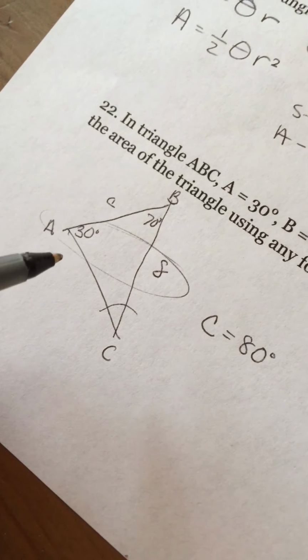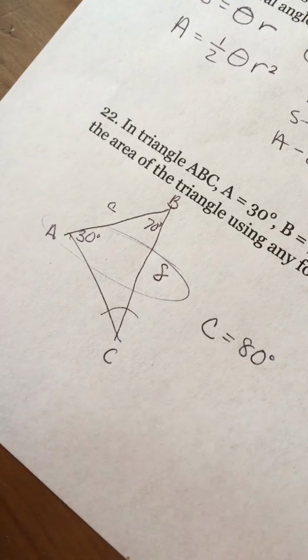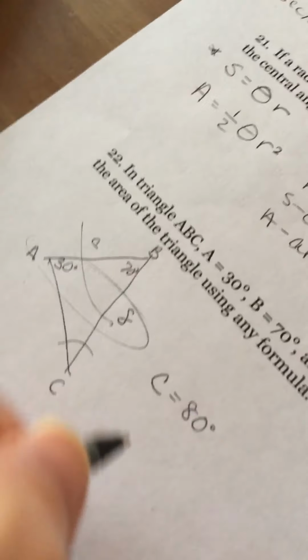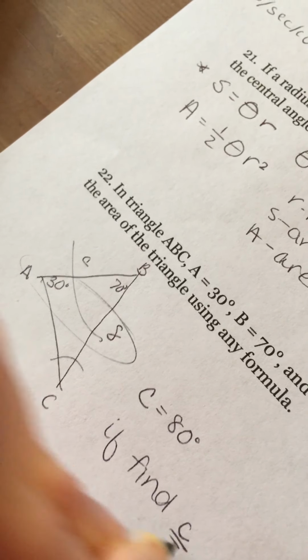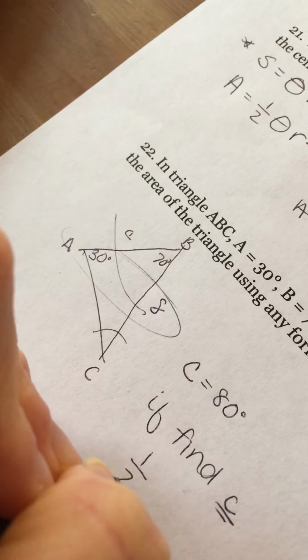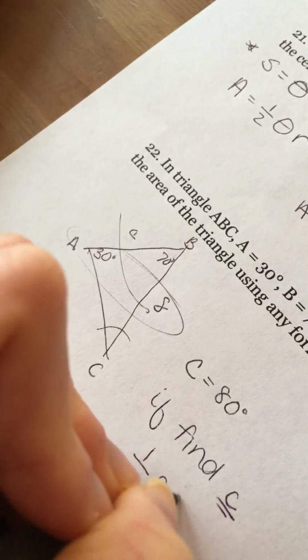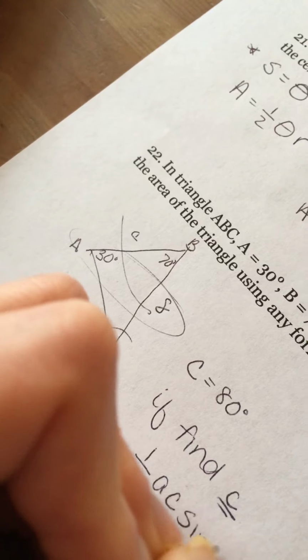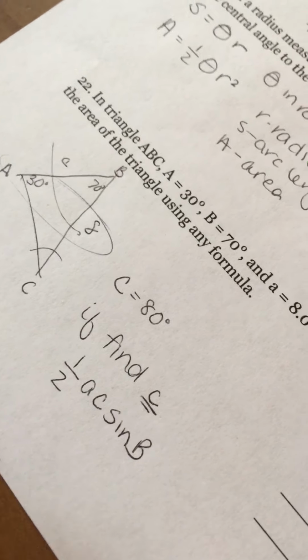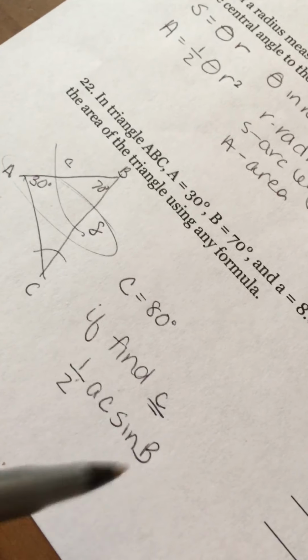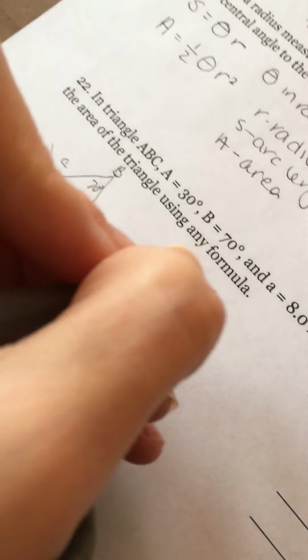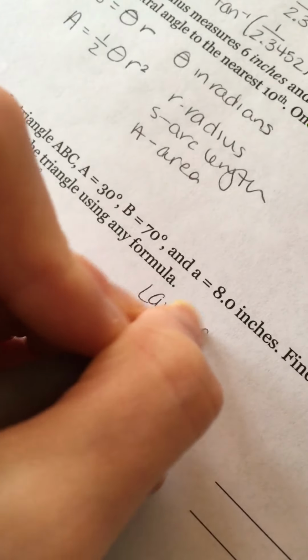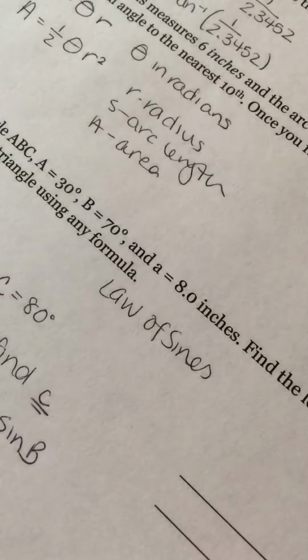And then you have a couple of options. When you find side C, you could do 1/2 AC sine B for your area of a triangle. Couple of options for 22. Do what you like, do what you feel is right. You will be given your area of a triangle formulas, so don't worry about that. I will not give you law of sines. But for 22, I would use law of sines. We don't have to worry about the ambiguous case.